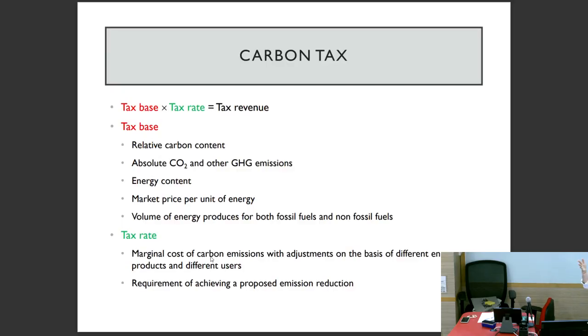So some technology may have higher cost of reduction. Some technology may even help you to save money. Okay, so that cost would be a negative value. So these are the marginal cost of carbon emissions, and the carbon tax should be related to these marginal costs.